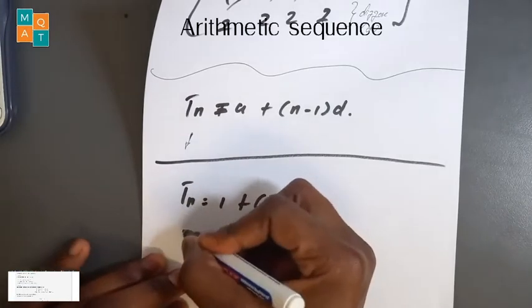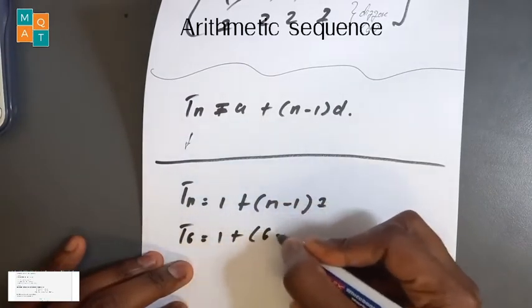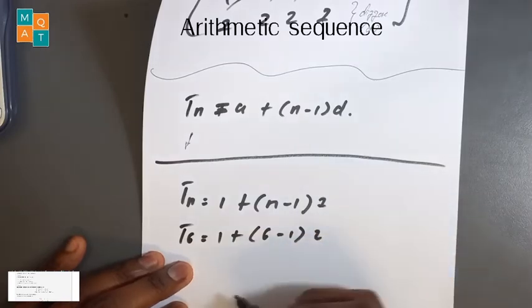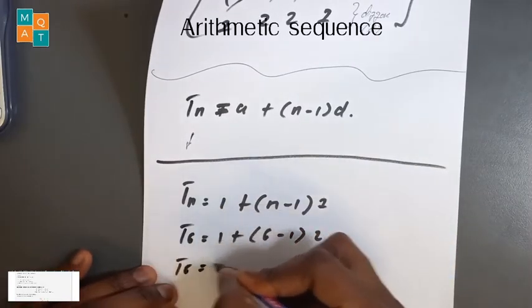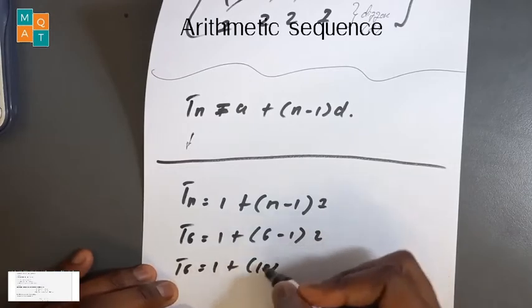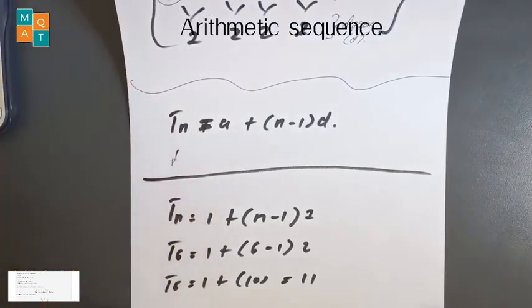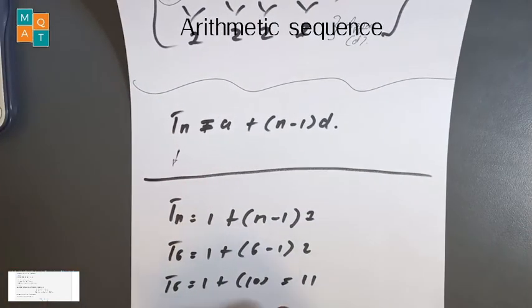Then, let's say T6 equals 1 plus (6 minus 1) times 2. So T6 is equal to 1 plus 5 times 2, which is 10, and 10 plus 1 is 11. So our equation is correct. We were able to find the term by using our equation.